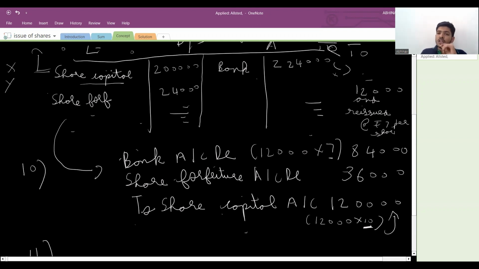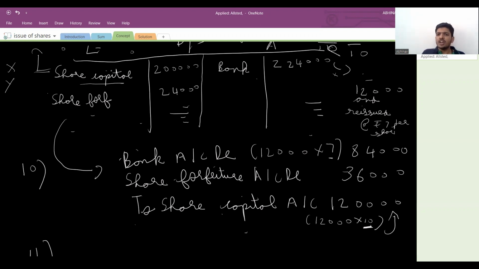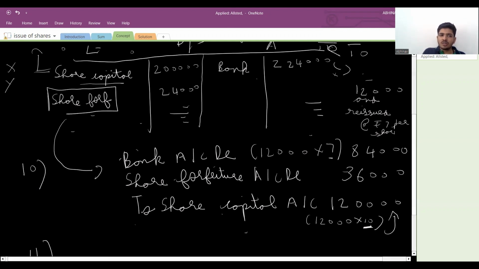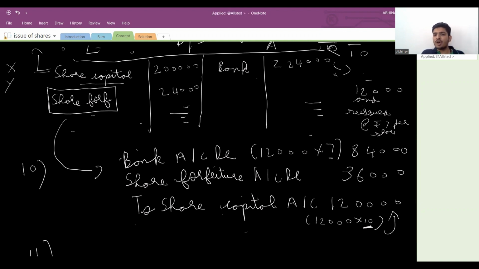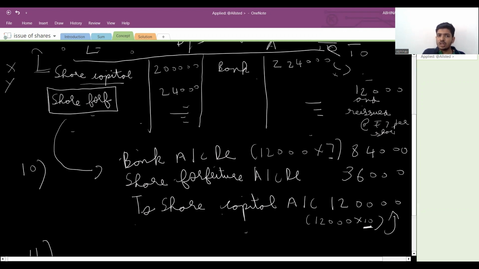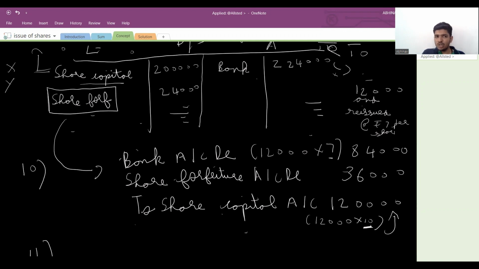Correct. Now what is the final entry? Oh, nothing is left. But always keep in mind the share forfeiture is a temporary account, like all other installment accounts, like I told you. This share forfeiture can never be carried forward in the balance sheet. So this 24,000, after the shares are reissued, can no longer exist in the business. But since the balance sheet should tally, this should be transferred to another name.